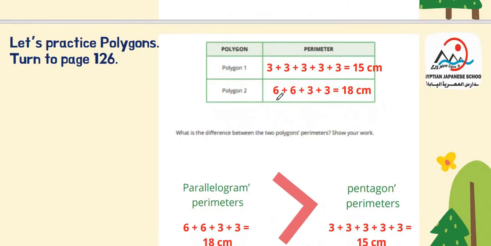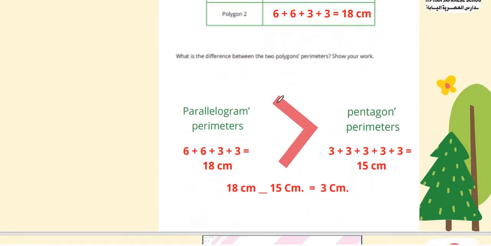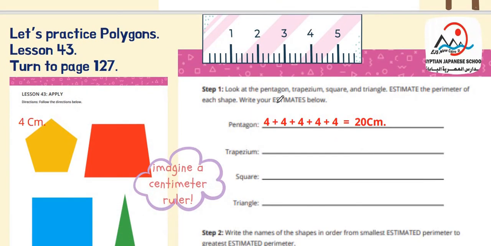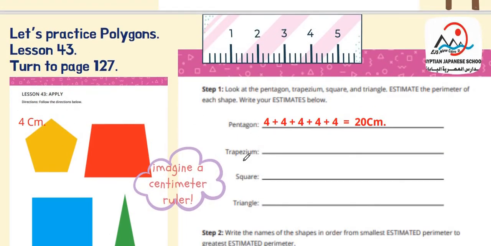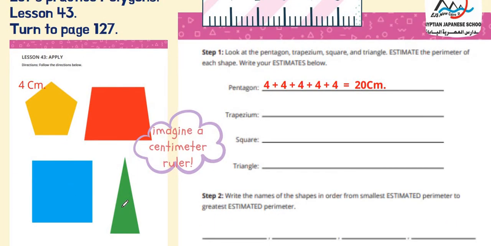Okay, this page again. Now, page numbers 127 and 128. We will solve them together. In page 127 we have 4 shapes: pentagon, trapezium, square, and triangle. Okay, follow the steps or directions in page 128.